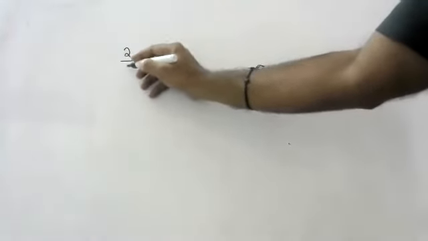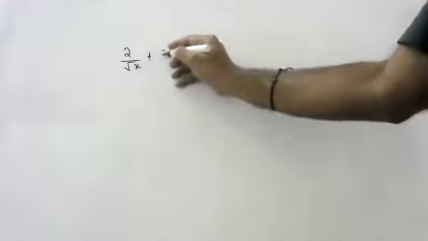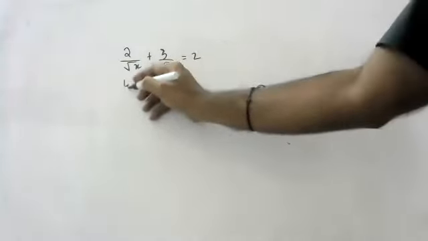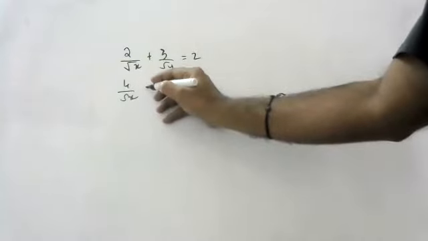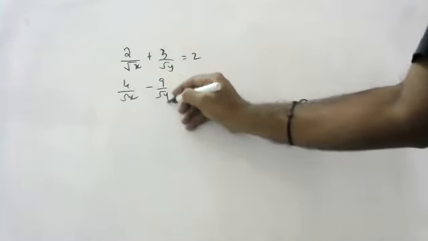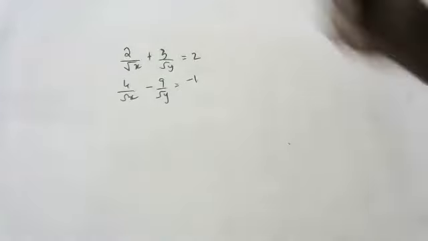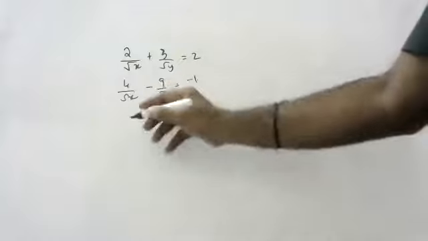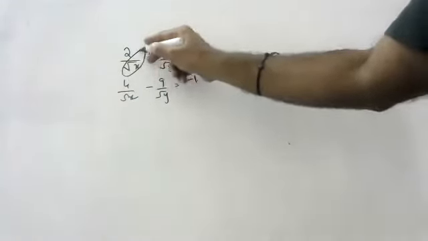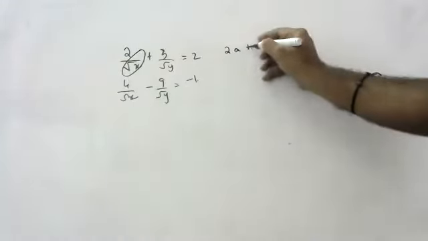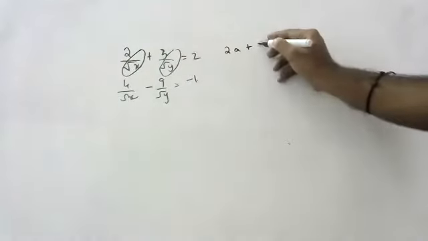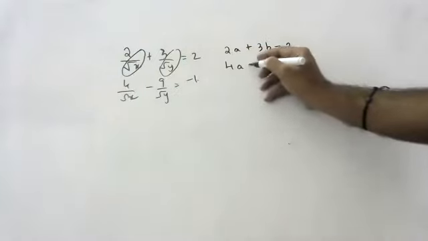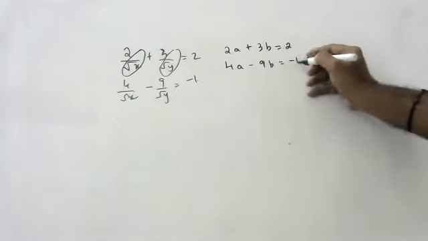small mistake here. I will say that 2 by root x plus 3 by root y is equal to 2 and 4 by root x minus 9 by root y is equal to minus 1. Many students will commit a small mistake. In spite of doing correctly, they will do one small mistake. What is that mistake? I will tell you. Now, let me take 1 by root x as a and 1 by root y as b. So this is 2a plus 3b is equal to 2, and this is what, children? 4a minus 9b is equal to minus 1.